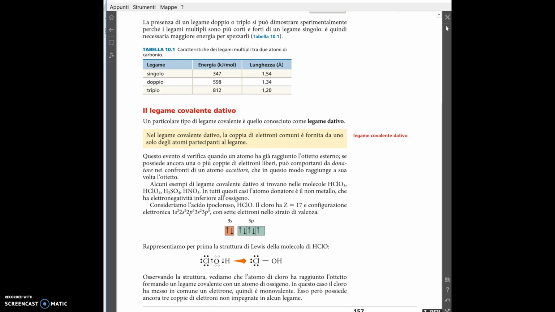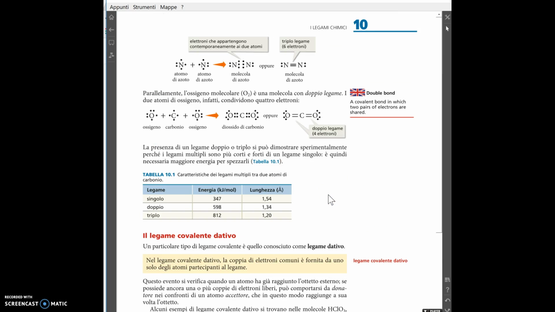Octet rule. An atom is very stable when it has 8 electrons in the valence level. Noble gases have 8 electrons in the valence layer and are therefore stable. Atoms tend to fill the outermost level, pooling, acquiring, or releasing electrons to form the most stable valence level electron configuration.